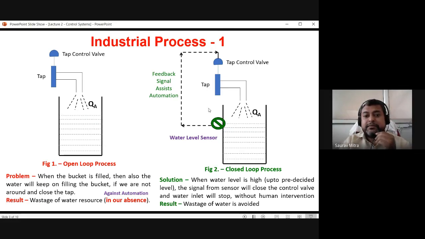So with this very small change, that is a simple sensor and a feedback signal, so a wire, a sensor and a small power supply, we can automate the whole process. We are saving a lot of water. So this is the difference between the open loop process and the closed loop process. This closed loop process is called a feedback process.